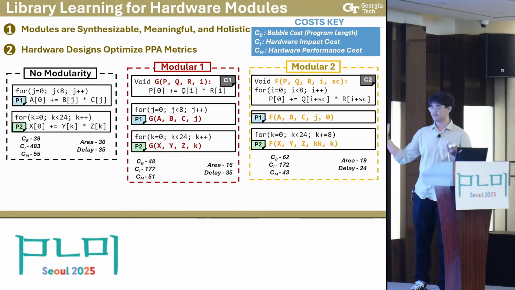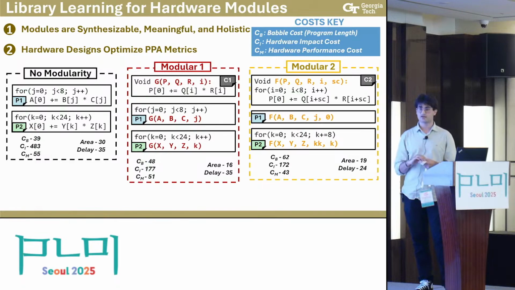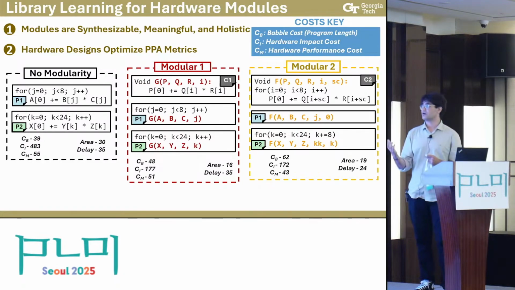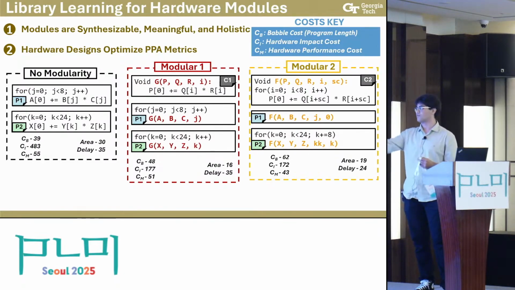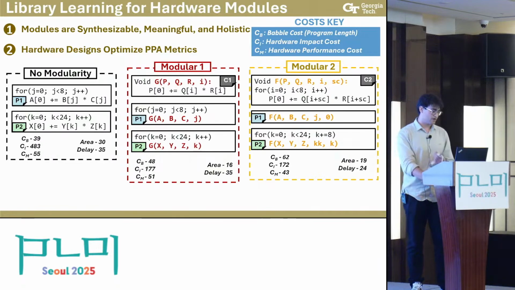Obviously, we can compute a bunch of different costs here for arbitrary cost functions. In this case, the three that we're going to be comparing are, first, the Babble cost, which is the naive program length cost over our eGraph. And then the other two are introduced in this work, and this example is going to hopefully motivate their existence. The first is the hardware impact cost, and the second is the hardware performance cost, each trying to target requirements 1 and 2 respectively. And we'll get into where they come from and why they're important.